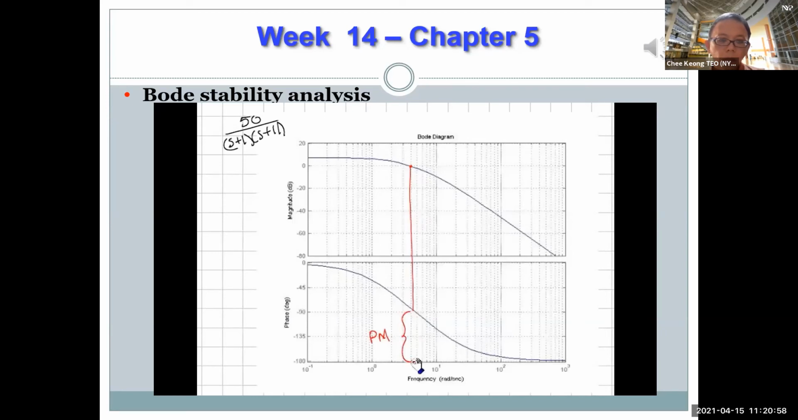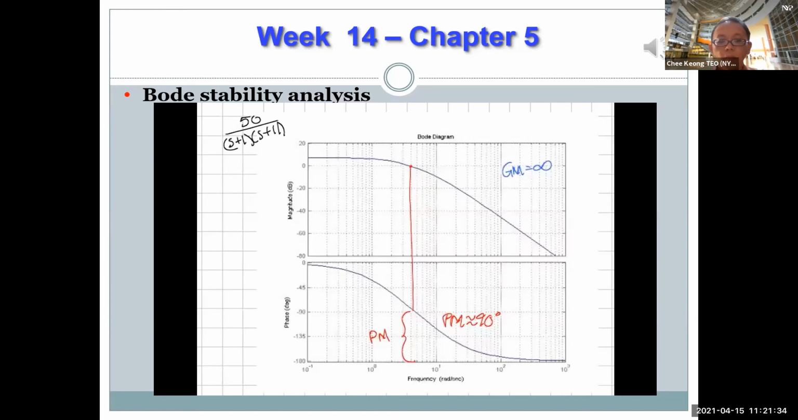Because once it has 180 degrees of phase, then remember the feedback changes sign and you're essentially adding something back in. So in this case, it looks like we have a phase margin of about 90 degrees. The next thing you should look for is the gain margin. The gain margin is the amount of gain that you have when the phase crosses minus 180 degrees. Let's see. The phase never crosses minus 180 degrees. That means that the gain margin way out here is infinite, because the phase never crosses 180 degrees.